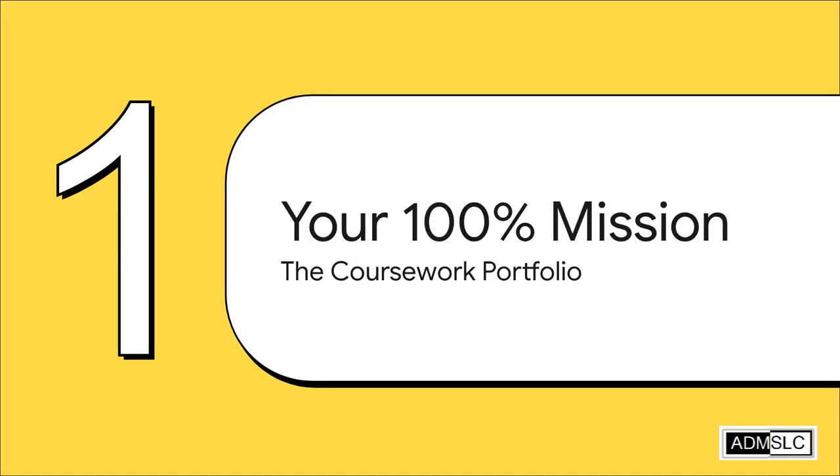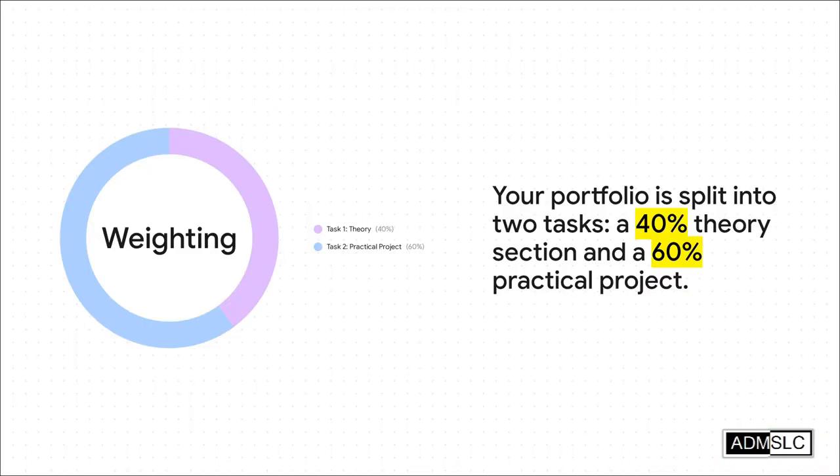Right, so let's zoom out and look at the big picture. For this assignment, I want you to stop thinking like a student and start thinking like a junior machine learning consultant. Your job, your mission, is to deliver a professional grade portfolio that really shows off what you know and what you can do. So your mission is split into two parts. You've got the practical project, which is the bigger slice of the pie at 60%, but, and this is a big but, do not sleep on that 40% for theory. It's designed to prove you've got the foundational knowledge down. You really need to nail both to hit those top marks.